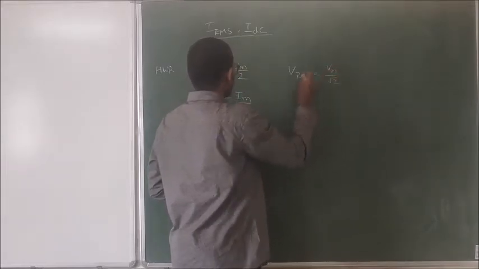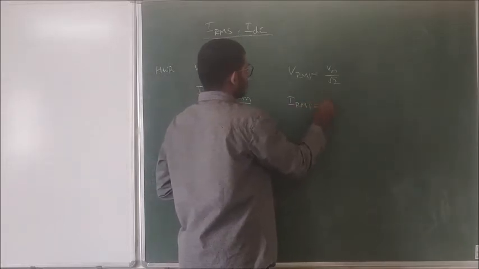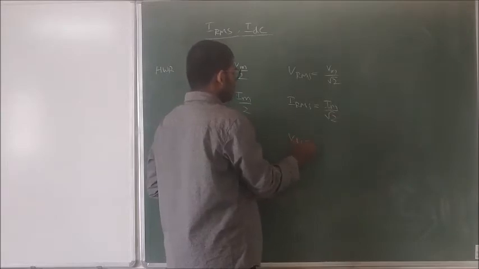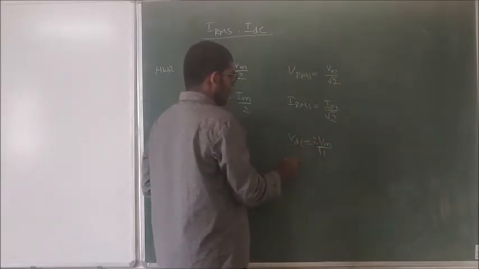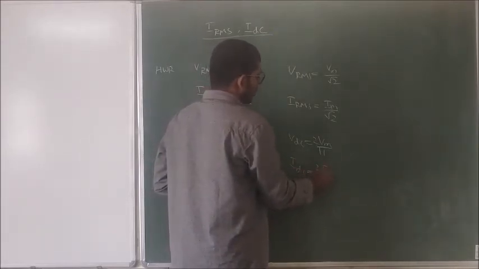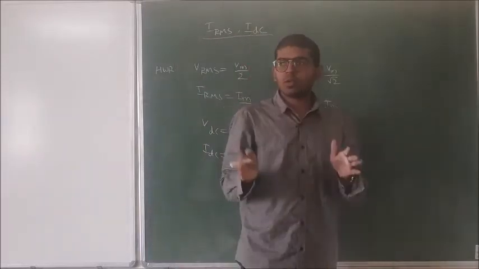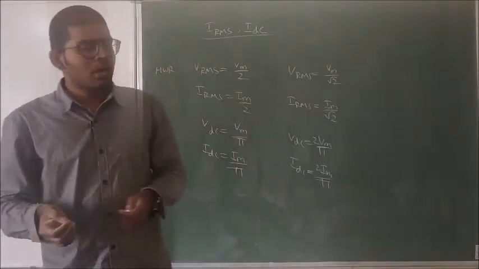Vm by root 2. IRMS value is Im by root 2. VDC value is 2Vm by pi. IDC value is equal to 2Im by pi. So this is the rectified output we are observing across the resistive load.